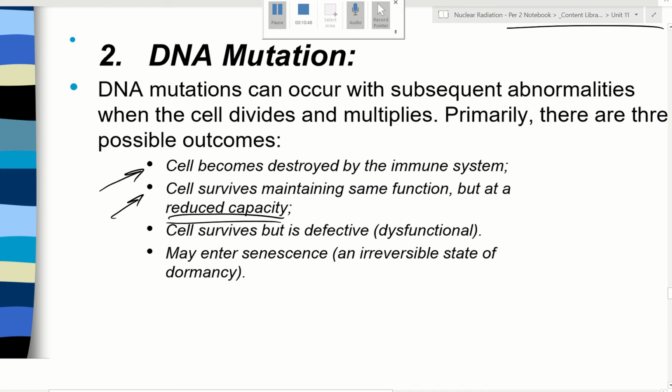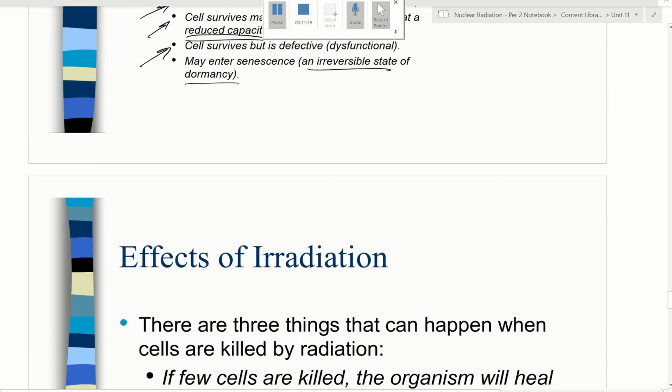So if this was a large mass of cells within a functioning organ, the person might just have less function of that organ over time. The cell survives but is defective. It's a dysfunctional cell, and those are the kind that grow, and so that would create a tumor, a mass of cells that aren't functioning correctly, and they might enter an irreversible state of dormancy where they're not doing anything whatsoever. So these are some outcomes of DNA damage.